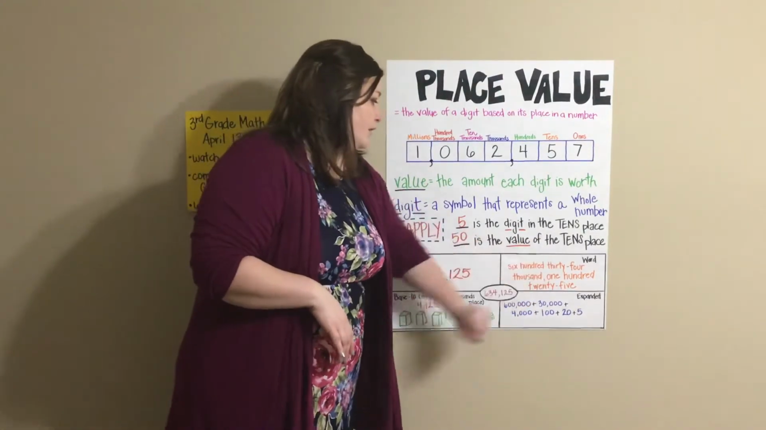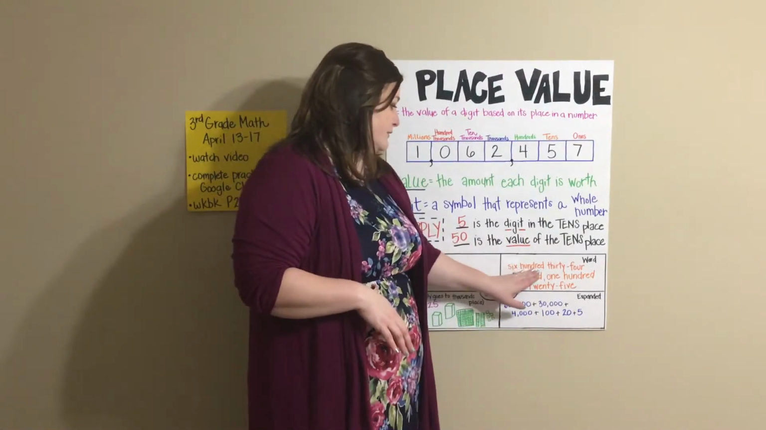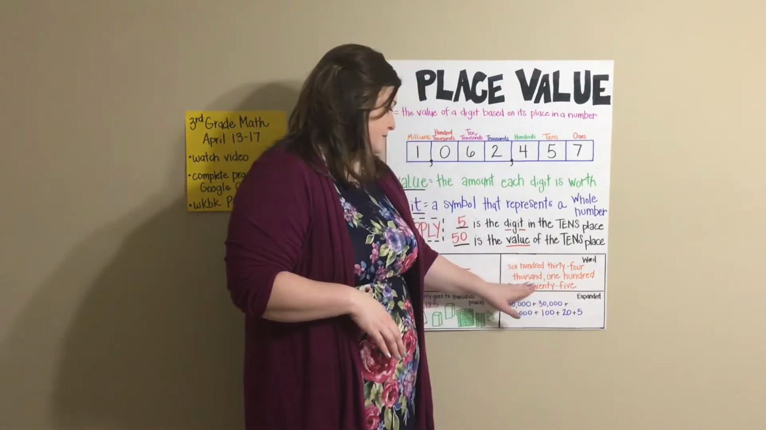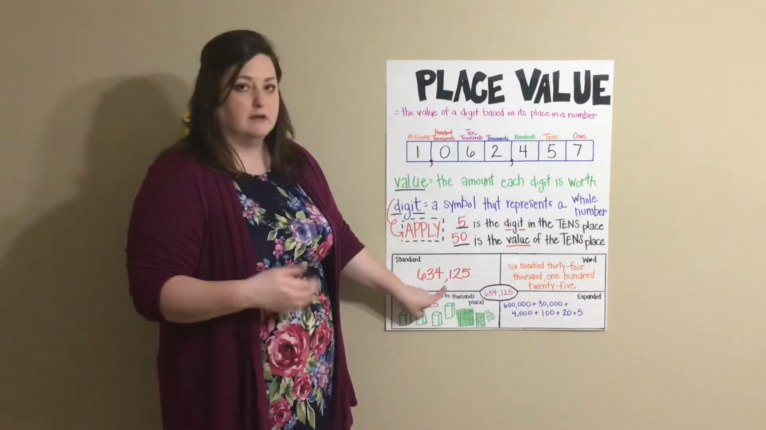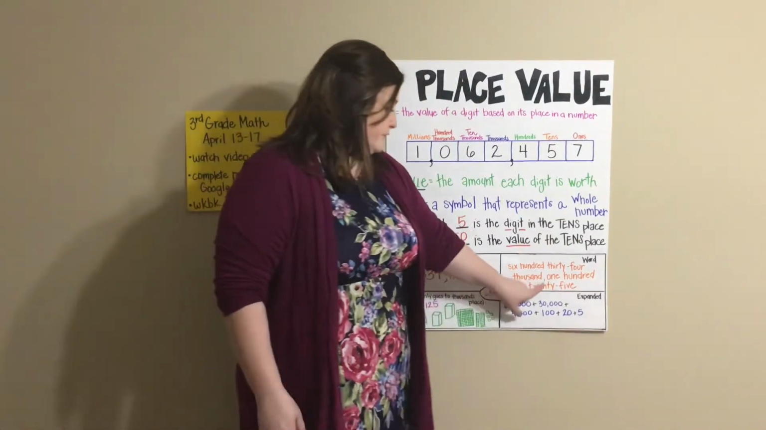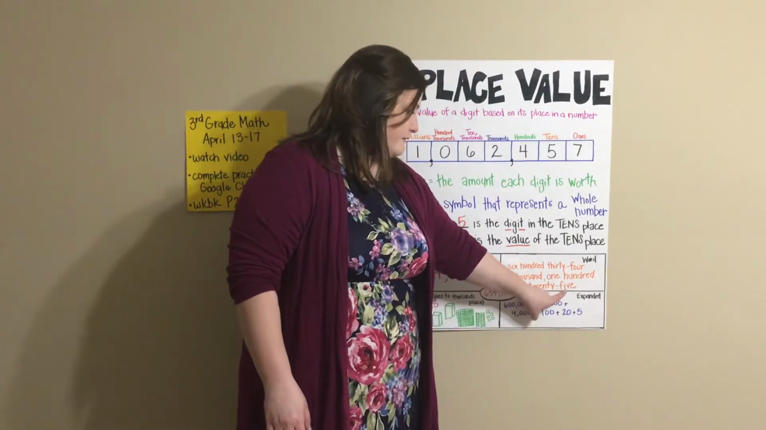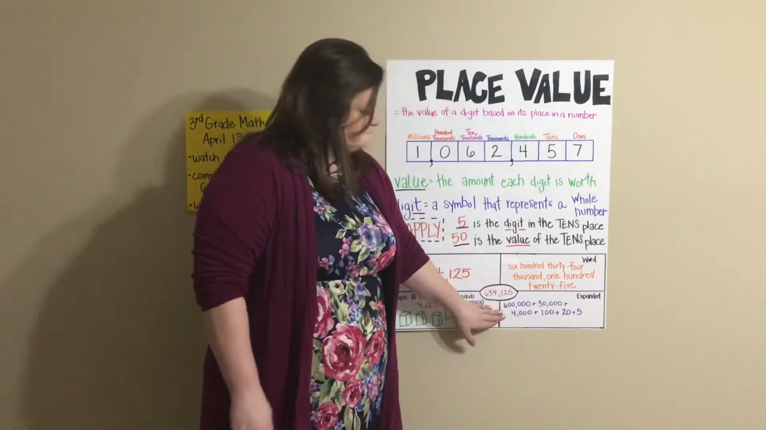Now we're going to go to word form. Again, we're going to write out 634,000, then a comma, because in standard form, there's a comma there, so I have to put it over here too. Then 125, okay? I'm going to go on down to expanded form.